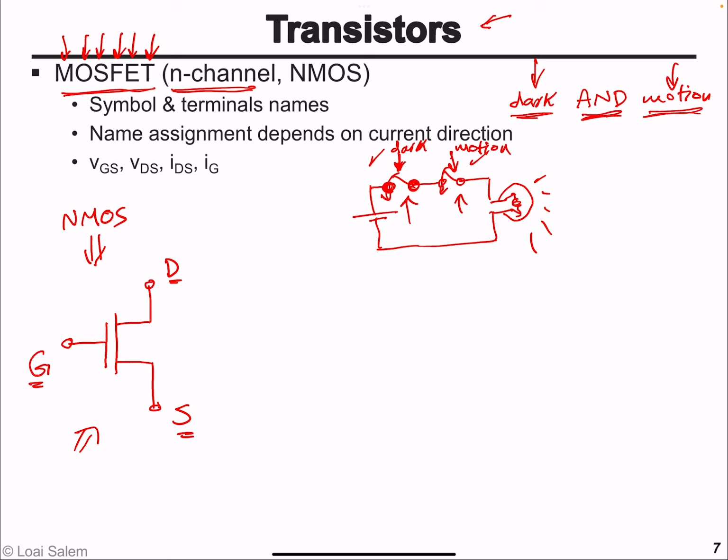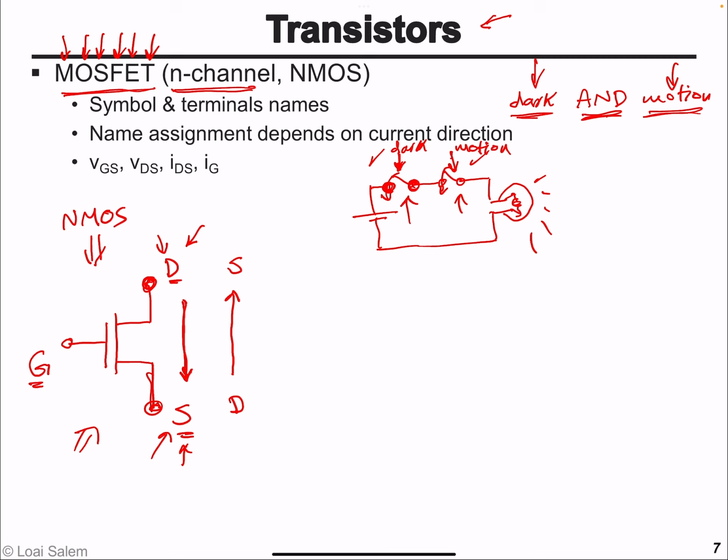Another note here is if current in the transistor is flowing from top to bottom, then the top terminal is going to be the drain, and the bottom terminal is going to be the source. On the other hand, if the current is flowing from bottom to top, then we will find that the bottom terminal is going to be the drain, and the top terminal is going to be the source. And of course, if current is flowing from top to bottom, this means the drain terminal has higher potential or higher voltage than the bottom terminal, the source terminal.